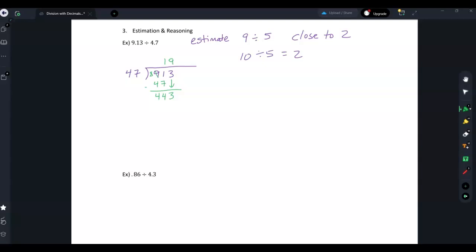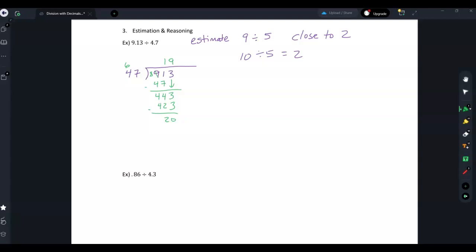So 9 times 7 is 63. 9 times 4 is 36, plus the 6 that I regrouped would be 42. So then when I subtract, I get 20. So I actually did pick correctly. I know that because 423 was smaller than 443, and 20 is smaller than 47.